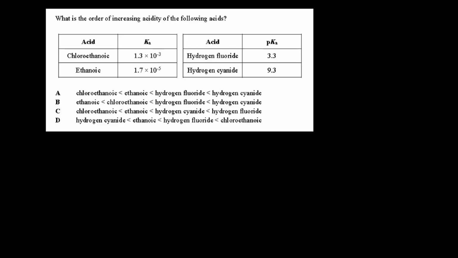Okay, so the question is, what is the order of increasing acidity of the following acids? There are 4 acids given. For 2 acids the K value is given, and for the other 2 acids the pK value is given. Now we know that if the pKa value is low, the acid will be a strong acid. So the lower the pK value, the stronger the acid.